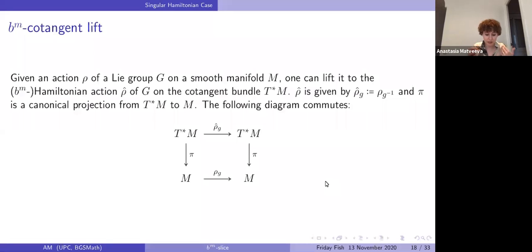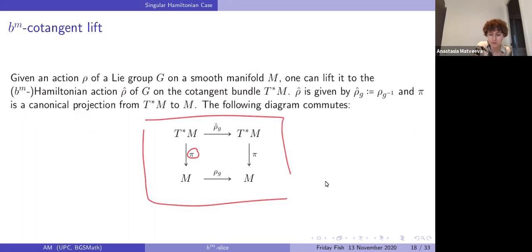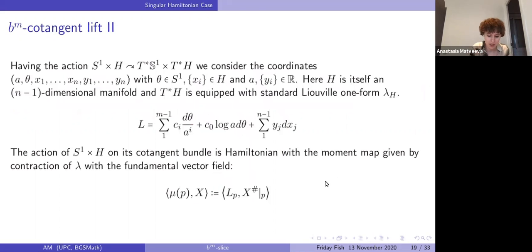So here pi is the canonical projection from the cotangent bundle to M, and the idea is that this diagram commutes, and our statement is that it still works for BM Hamiltonian actions. So you can lift an action on the B manifold to a BM Hamiltonian action on the cotangent bundle. So what we need here is to look at the Liouville forms.